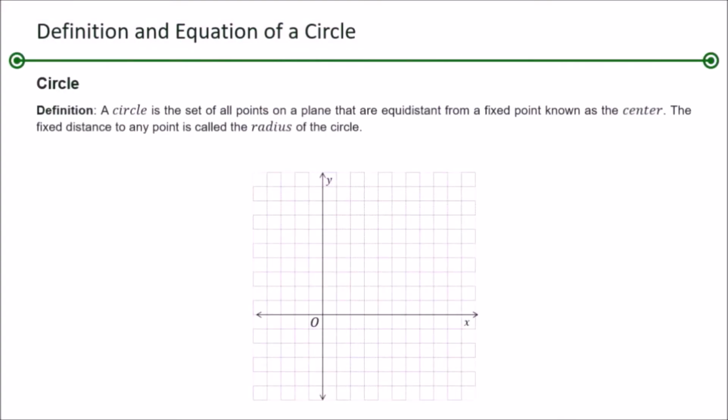Definition and equation of a circle. A circle is the set of all points on a plane that are equidistant from a fixed point known as the center. The fixed distance to any point is called the radius of the circle.